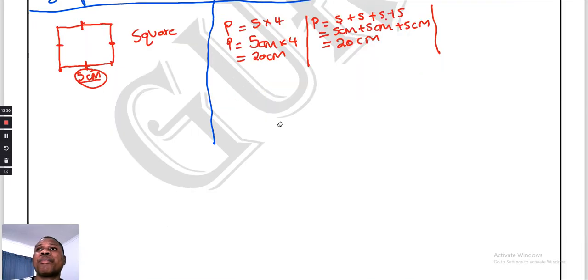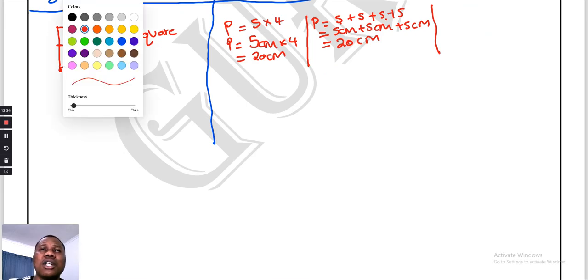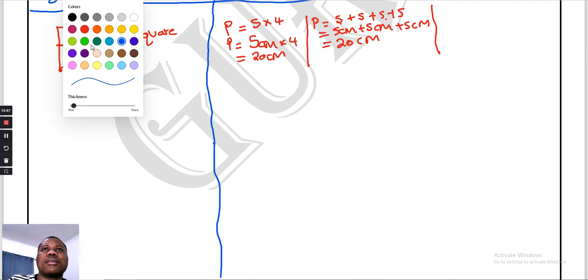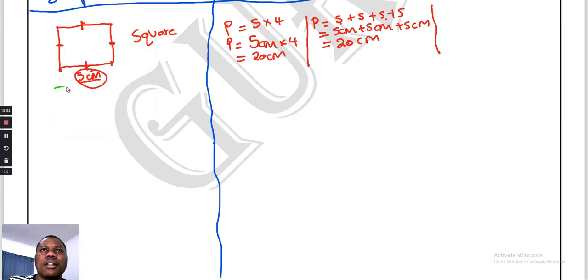Okay, now we're going to go to the next object. So our next object is going to be a rectangle. Okay, which color? Let me use this one. It's going to be a rectangle like this.